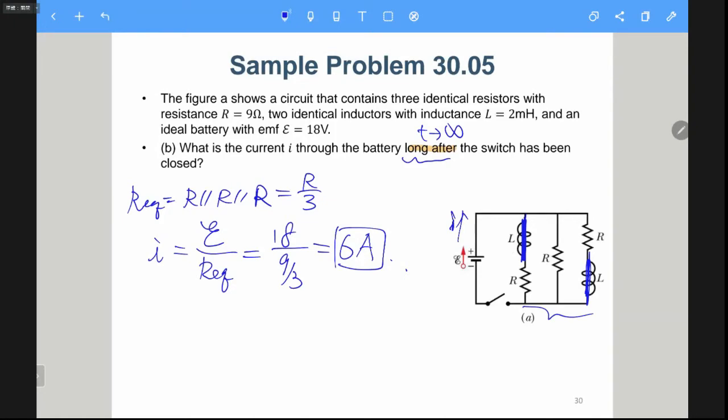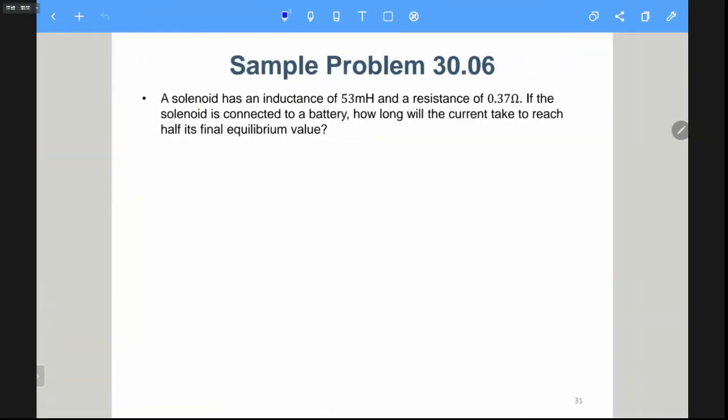So this is easy, I think. Next, we have another sample problem. It says a solenoid has an inductance 53 millihenry and a resistance of 0.37 ohm. If the solenoid is connected to a battery, how long will the current take to reach half of its final equilibrium value? So it should be something like this.